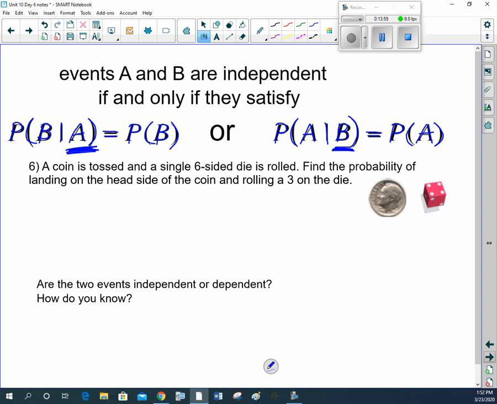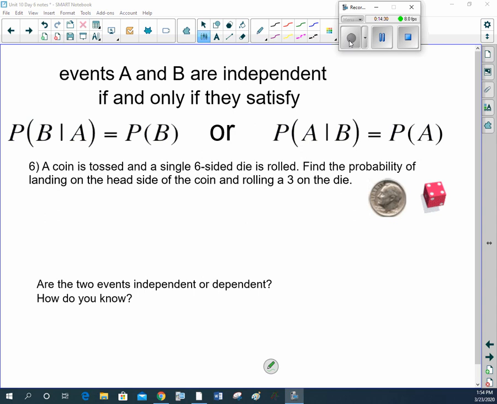So this first one says a coin is tossed and a single 6-sided die is rolled. Find the probability of landing on the head side of a coin and rolling a 3 on the die. Okay, so we're going to do that probability, and we're going to see if these two are independent of each other. It says, are the two events independent or dependent? How do you know?